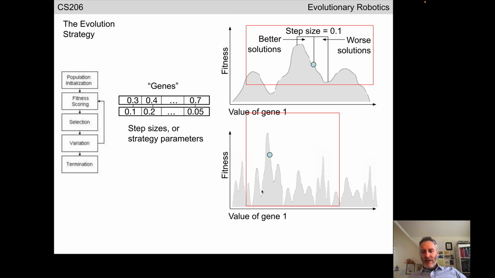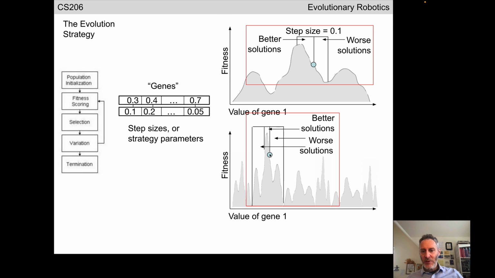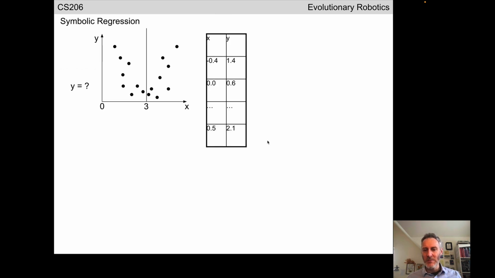Imagine, however, we have this particular parent here, and the fitness landscape looks like this. If we imagine again a step size of 0.1, you can see that if the value of gene 1 in the child is mutated in this direction, it's going to end up being lower than the parent. And 0.1 to the left of this parent, most of those mutations are also going to cause the child to have a lower fitness than the parent. There's only a very narrow range here in which the solutions would be better.